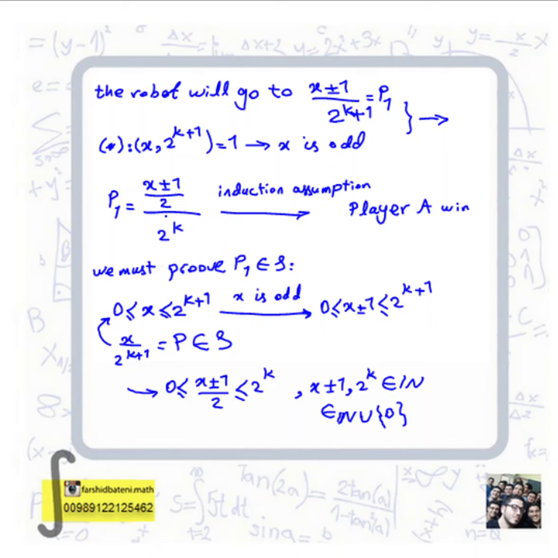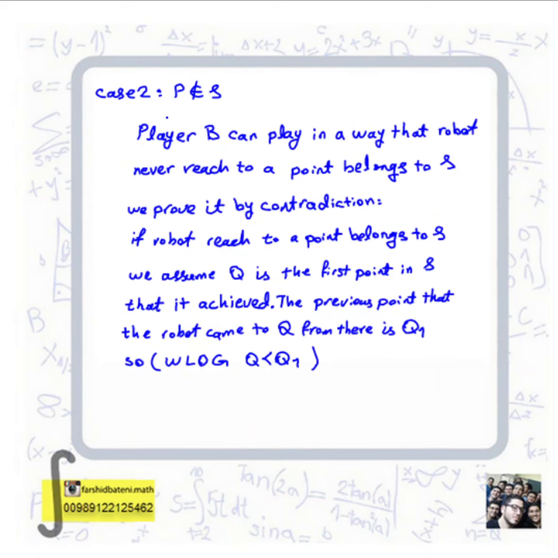You can prove that this fraction satisfies the condition of the S set. We write the proof of it here. And now we want to prove case 2. If P does not belong to S, then we claim that player B can play in a way that the robot never reaches a point belonging to S. We prove it by contradiction.